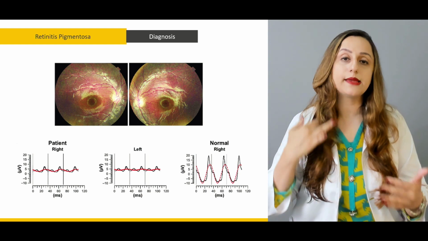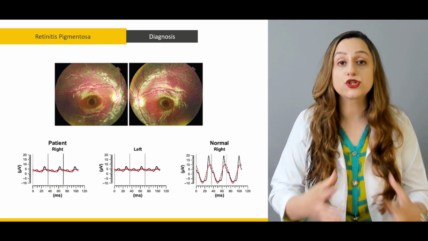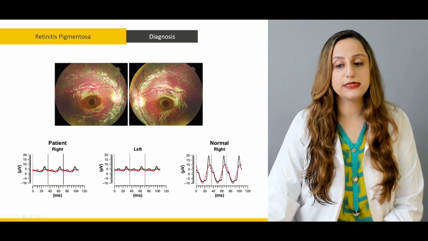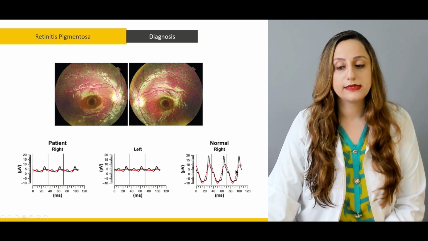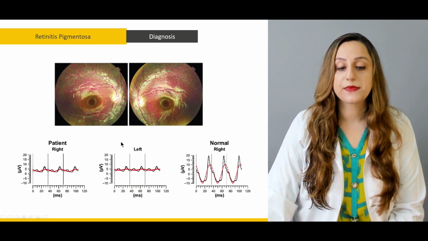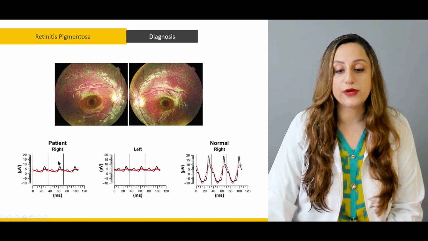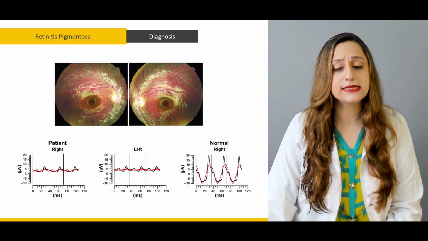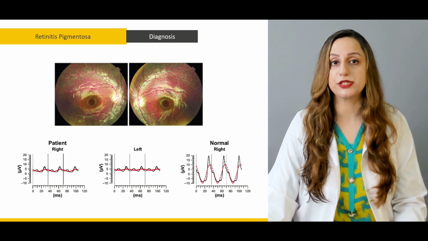The diagnosis can also be based on electroretinograms, which are sometimes performed. This is a control that is given over here, and that is usually compared with the patient's right eye, and this is the patient's left eye. It is usually a bilateral condition in a lot of patients.